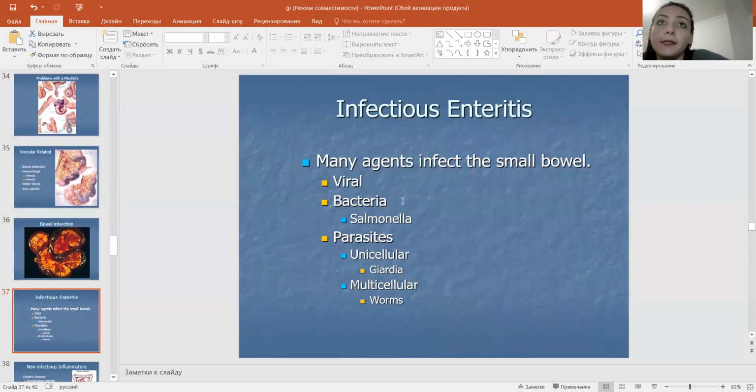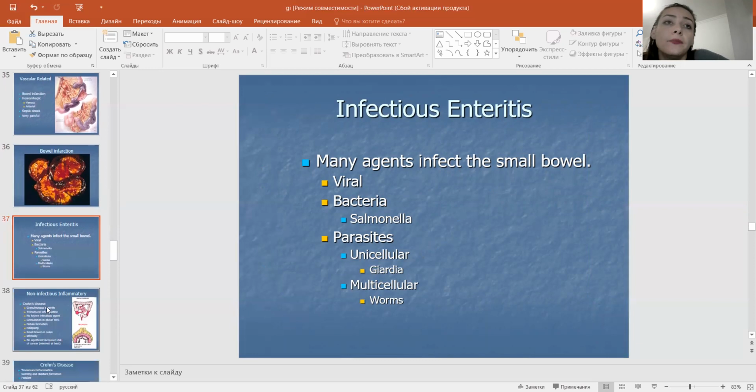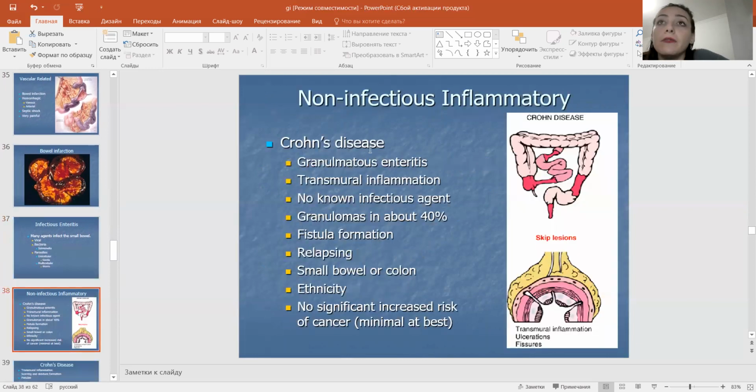Bowel infection. Infectious enteritis. Many agents infect the small bowel: viral, bacteria like Salmonella, or parasites like unicellular, multicellular. Non-infectious inflammatory: Crohn's disease, with skip lesions. Granulomatous enteritis. It's transmural inflammation, meaning all of the layers of the bowel are inflamed.